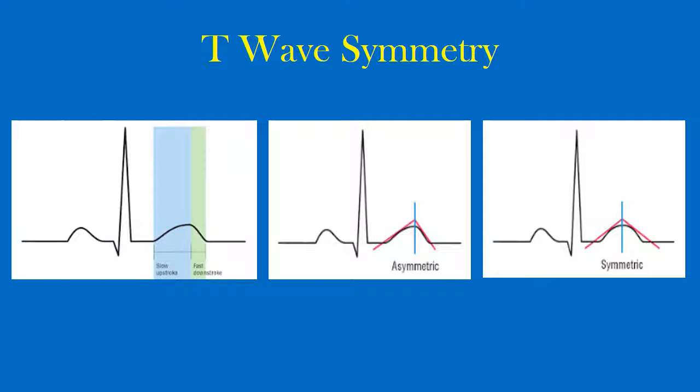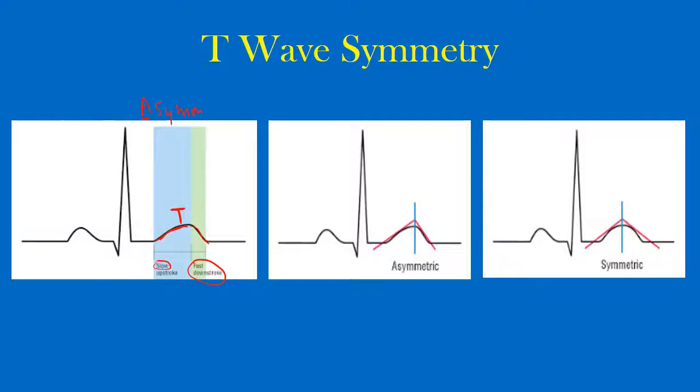So let's look at the symmetry of the T wave. So here's our T wave, and what we're going to see is that the T waves should be asymmetrical, with the beginning of the T wave rising slowly, a slow rise as you can see here, and the end of the wave moving much faster. So in this way you can see a faster downstroke in the end of the T wave.